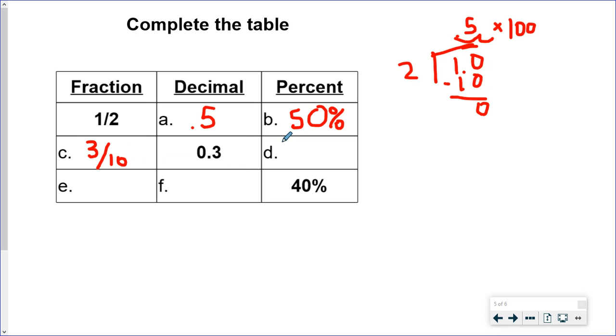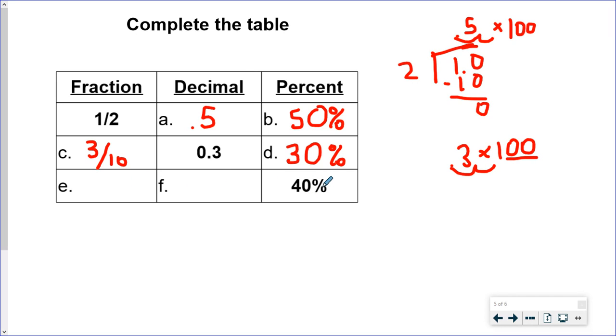To change it into a percent, like I did over here, I have 3/10. I'm going to multiply that by 100. So if I multiply that by 100, again, 0.3 or 3/10 times 1 is 3/10. The 2 zeros means move the decimal place over 2 places. So this answer right here is going to be 30%.